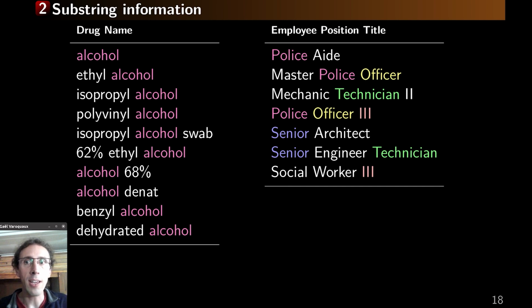For instance, if we look at the table of drug names, here we have many different drugs, but all of these have in common the fact that they're alcohol. If we look at their employee position title, we can see substrings that keep reappearing: police, officer, technician, senior, 2, 3. So we'll need to be able to extract those substrings to learn from them, and we'll build a representation from those substrings. And I'll show you how a model can do this automatically.